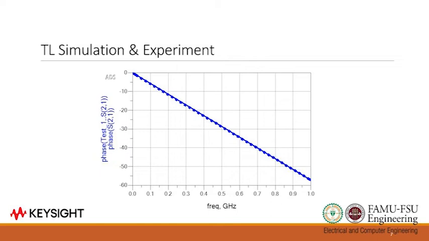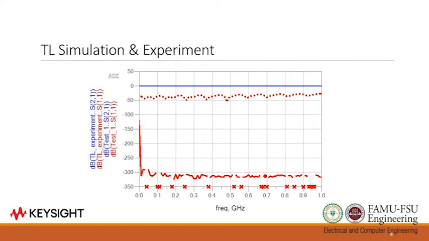Alright, for this diagram comparing the phase response of the simulation and the experiment, we see that it has good agreement, and picking a point at 1 gigahertz, we see that the phase is around 57 degrees. And the next slide shows the overlay of some of the S parameters that we extracted from both the experimental and simulation data.